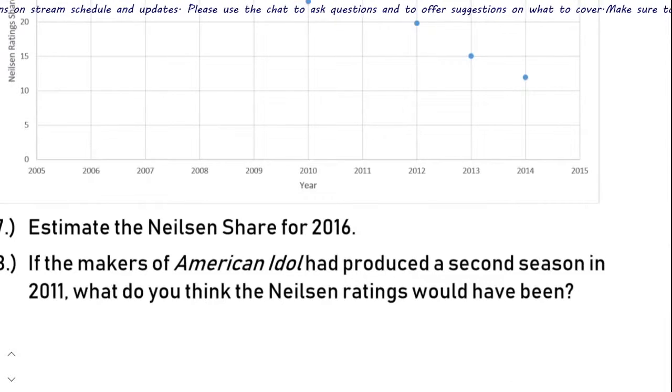So The Fall of American Idol is the name of this graph. They're asking us to estimate the Nielsen share for 2016. So the first thing we need to do is draw a trend line. Let's get our ruler.